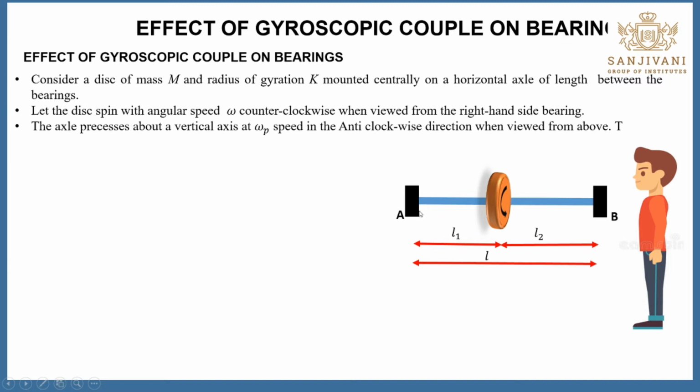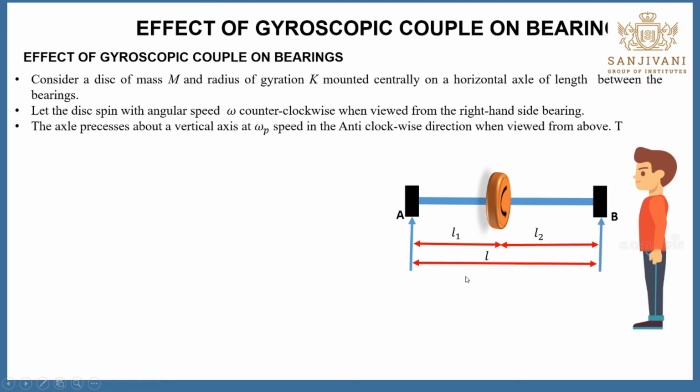This is the shaft which is supported by the two bearings at A and B. This is the rotary mass which rotates with the shaft with angular velocity omega. Its mass is M, with radius of gyration K. This mass is located at a distance L1 from bearing A and at a distance L2 from bearing B. L1 plus L2 is equal to L.